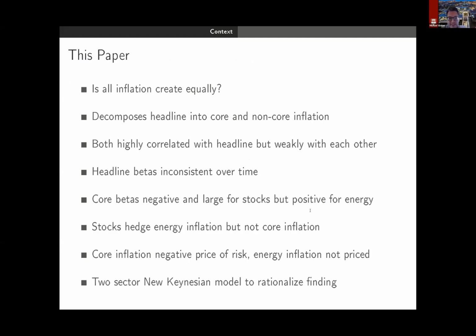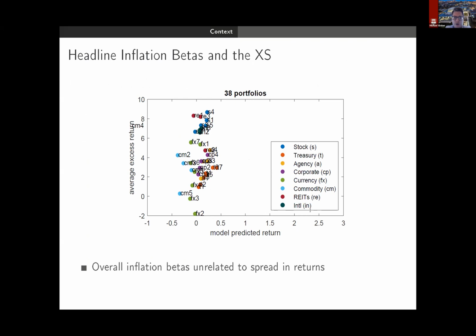But of course, the key question that Nick is answering in this very nice paper is that maybe not all inflation is created equally. Let me just directly look at the figures. If we just focus on headline inflation and betas with respect to overall headline inflation, you would see that there's nothing in the data. If you look at model predicted returns versus average realized returns, it's kind of a flat line, so there's effectively no systematic loading on headline inflation. That's consistent with what we just said: in the data, it doesn't look like overall inflation risk is priced.